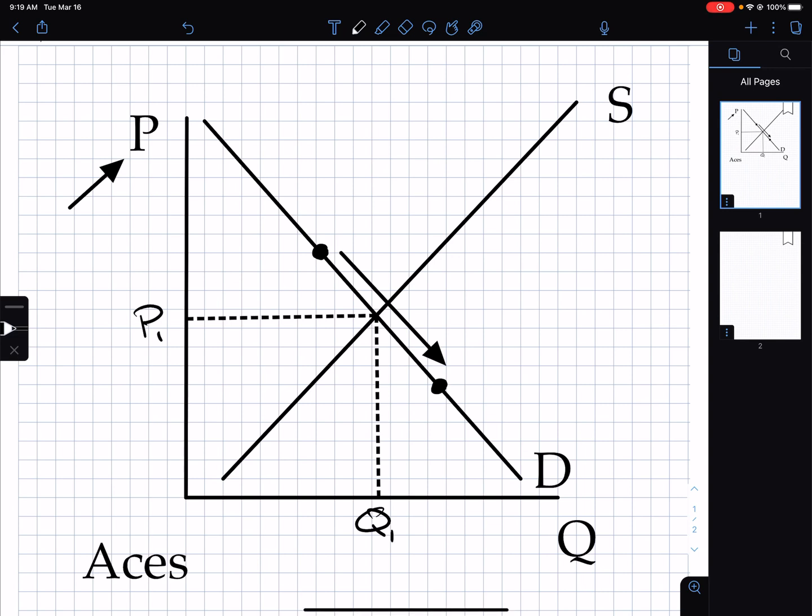Now, as I look at this, there's not a shift, but there's movement. And so I've also got to explain this graph. I'm not done here. If I leave this here, I'm not going to get full credit. I've got to explain what's going on.